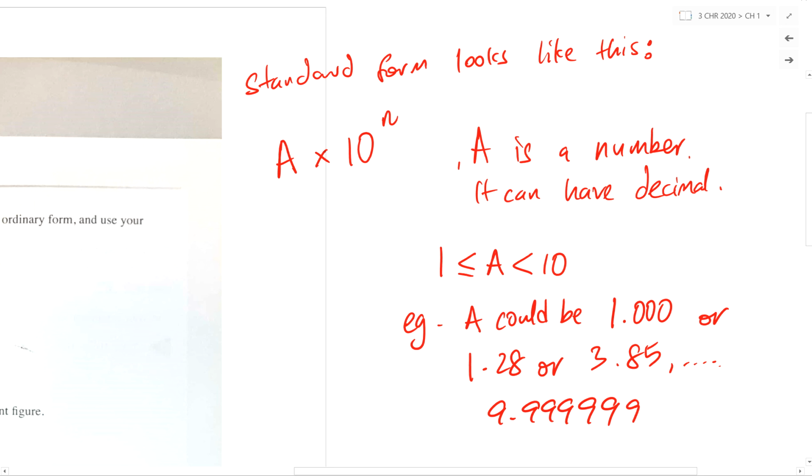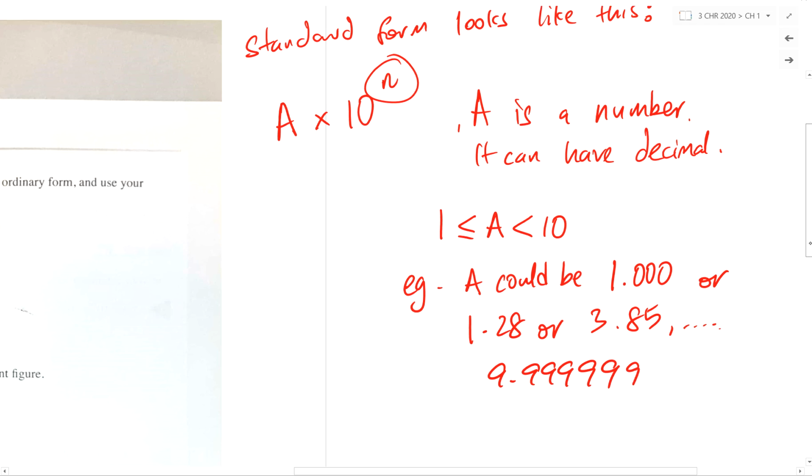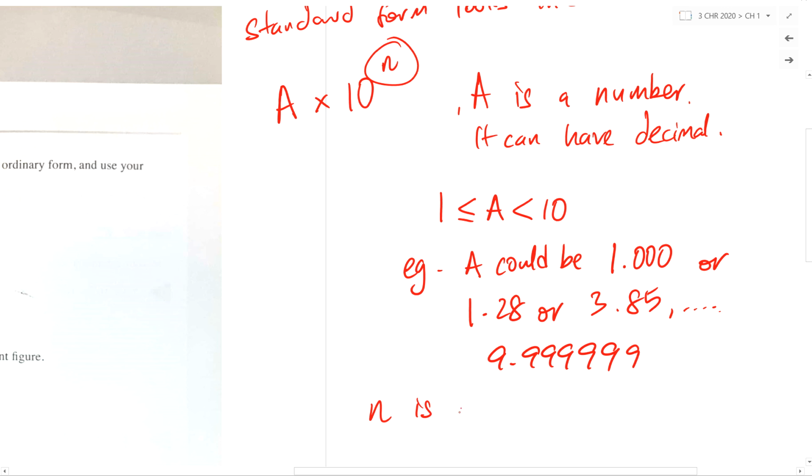Multiply is literally the multiply that we use in primary school all the way until now. A number multiplied by 10 to the power of something, to the power of n. So here we have n is an integer. Can you copy this down?